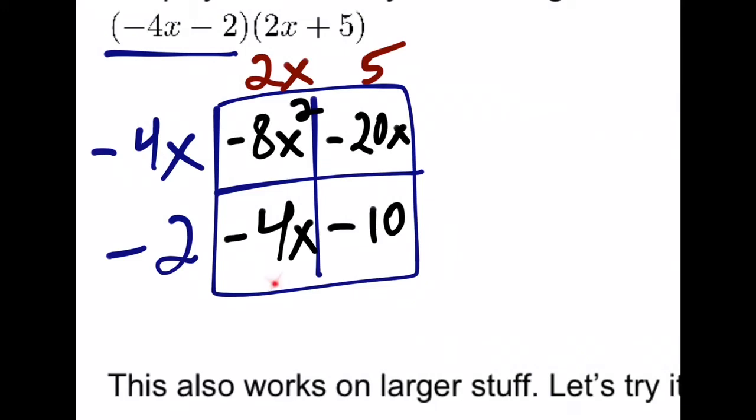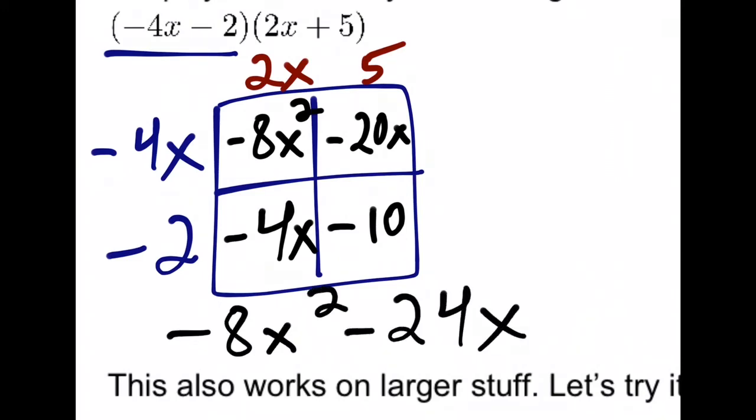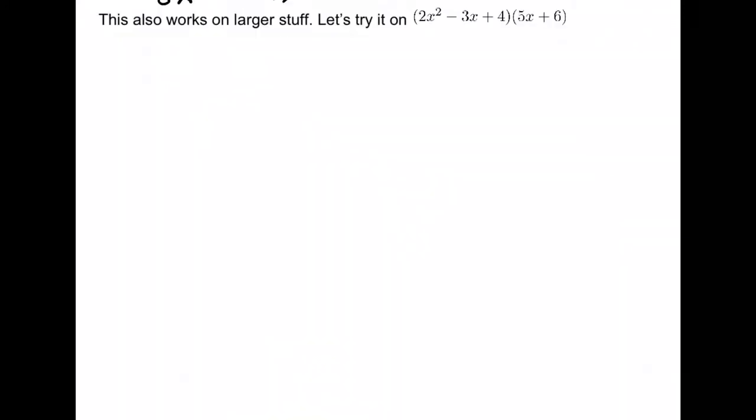You might notice my only like terms here are along this diagonal, negative 4x and negative 20x. When I combine like terms, I can rewrite the equation as negative 8x squared minus 24x minus 10. One final example. This box is going to look a little bit different because I'm multiplying the quantity 2x squared minus 3x plus 4, which has, count them, 1, 2, 3 different terms.